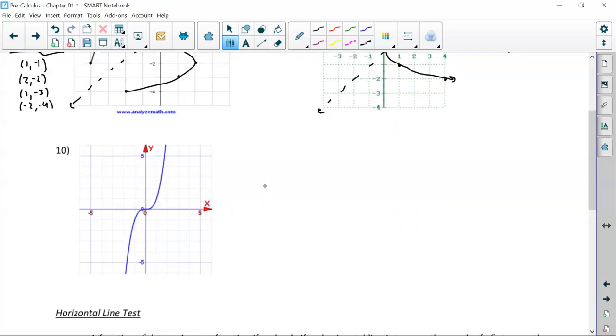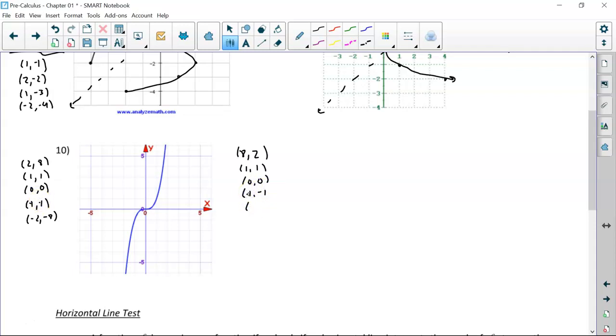Next one's a little bit trickier, the points on there. I know it doesn't show that it's on there, but there's another point on here that's at 2, 8. There's a point here at 1, 1. There's a point here at 0, 0. Negative 1, 1. And then another point would be at negative 2, negative 8. So when we switch those around, we'd have a point at 8, 2. We'd have a point at 1, 1. We'd have a point at 0, 0. We'd have a point at 1, negative 1, and a point at negative 1, negative 1.